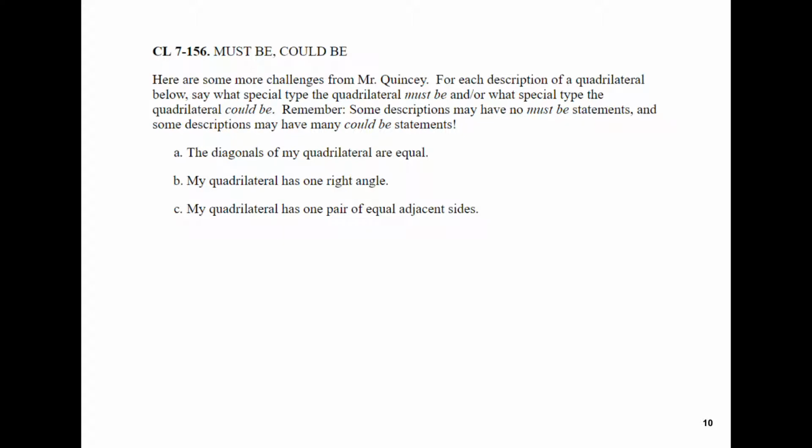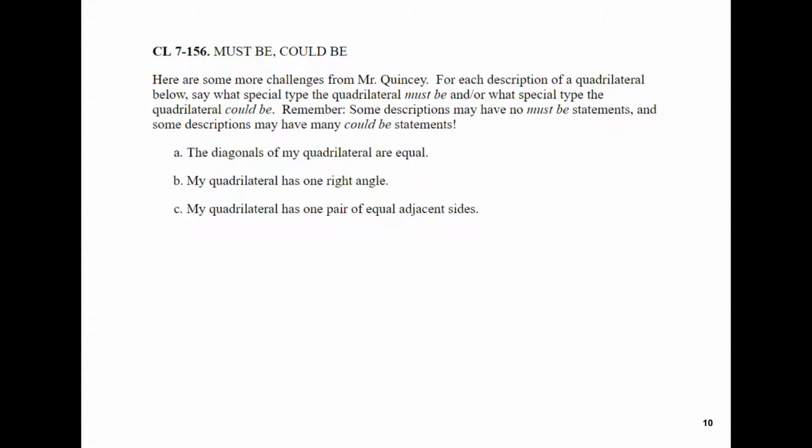Looking at our last question, 7-156, it is another must be, could be. So here are some more challenges from Mr. Quincy. For each of the descriptions of a quadrilateral below, say what special type of quadrilateral it must be or what special type of quadrilateral it could be. Remember, some of the descriptions may have no must be statements and some descriptions may have many could be statements.